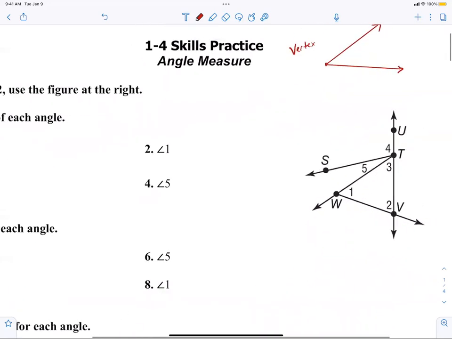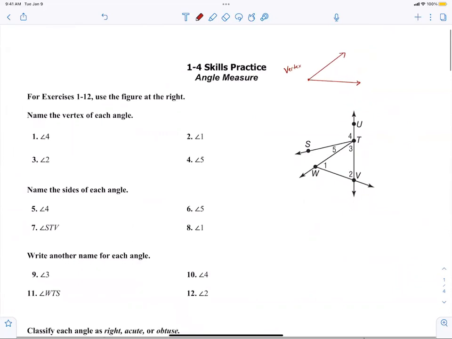All right. So now if we look down here, name the vertex of each angle. So angle 4 would have a vertex of what? And it's just a point. Yes, T. That's how simple. And angle 1 we say is vertex what? W. Yes. And angle 2, help me out. C. And angle 5 is also what? T.